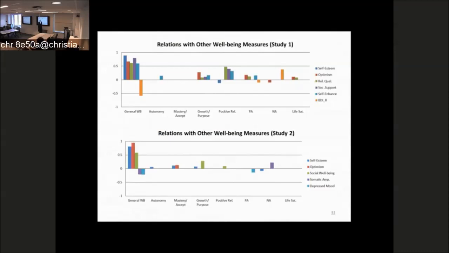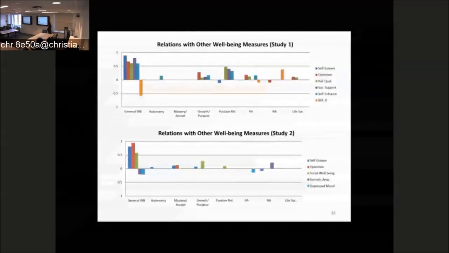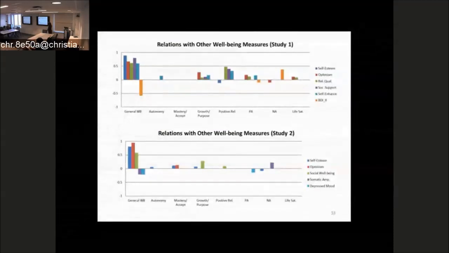And then over and above the predictive power of general well-being, we also see predictive power of these domain-specific factors. Actually, for overlapping measures, we see these results replicated across the small sample and the nationally representative sample. So these results tell us the general factor has a strong predictive power, and domain-specific factors also demonstrate unique predictive power.